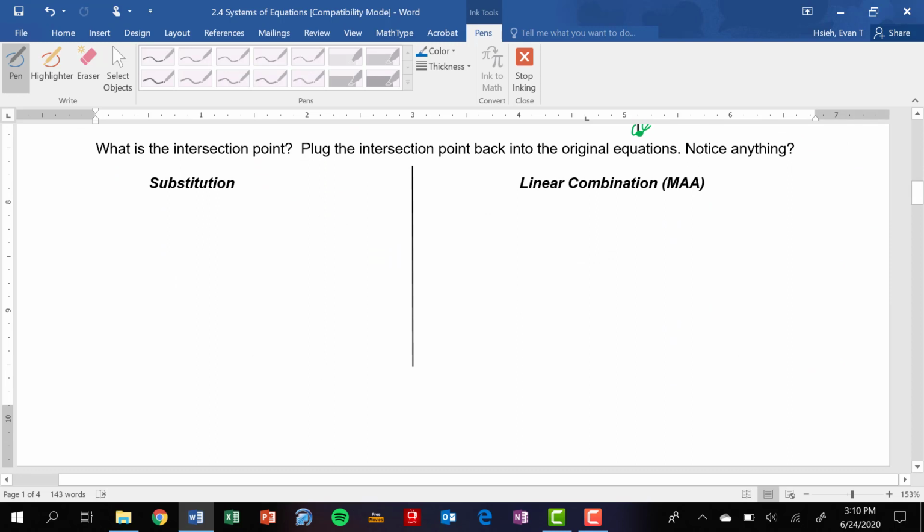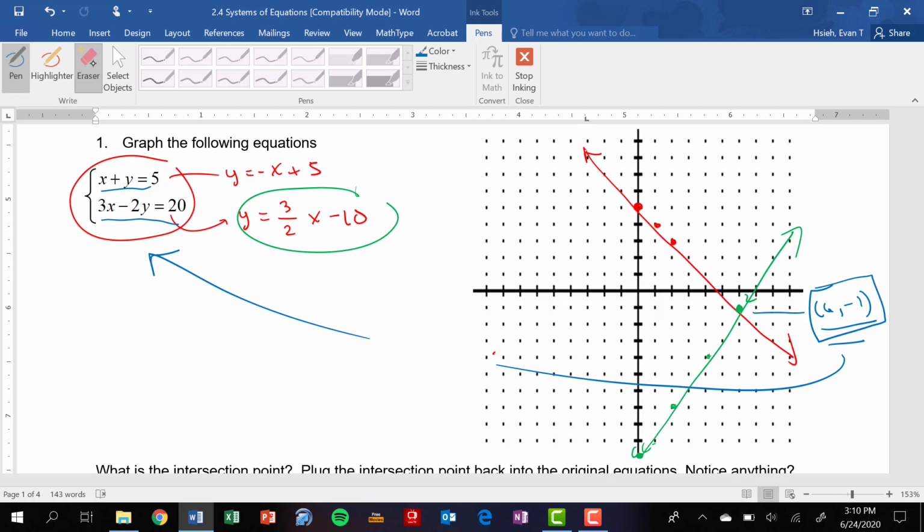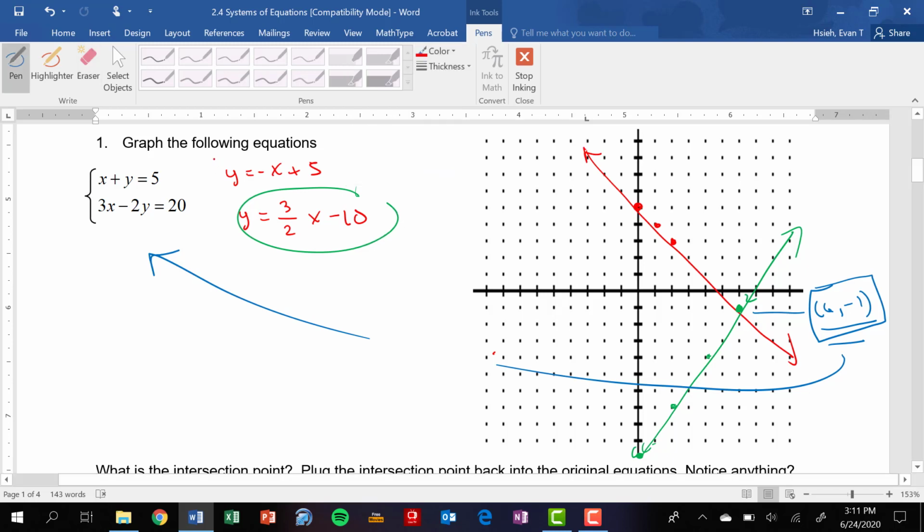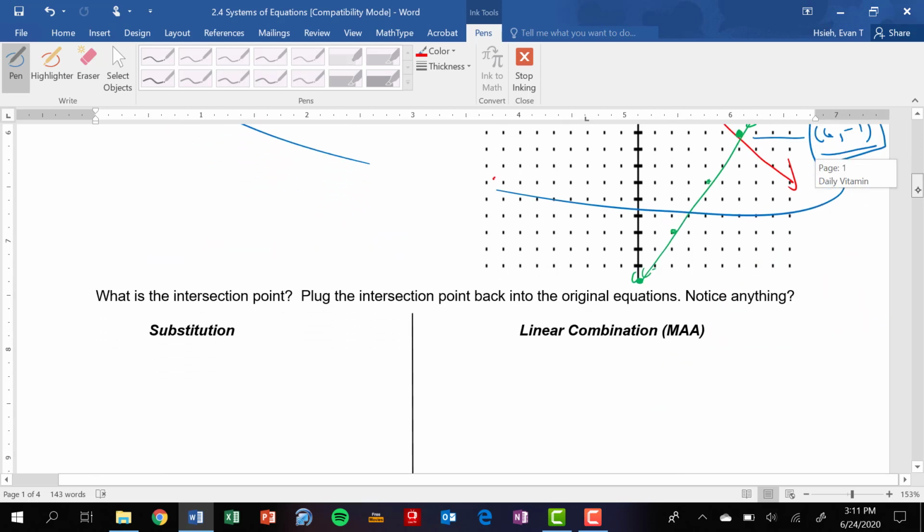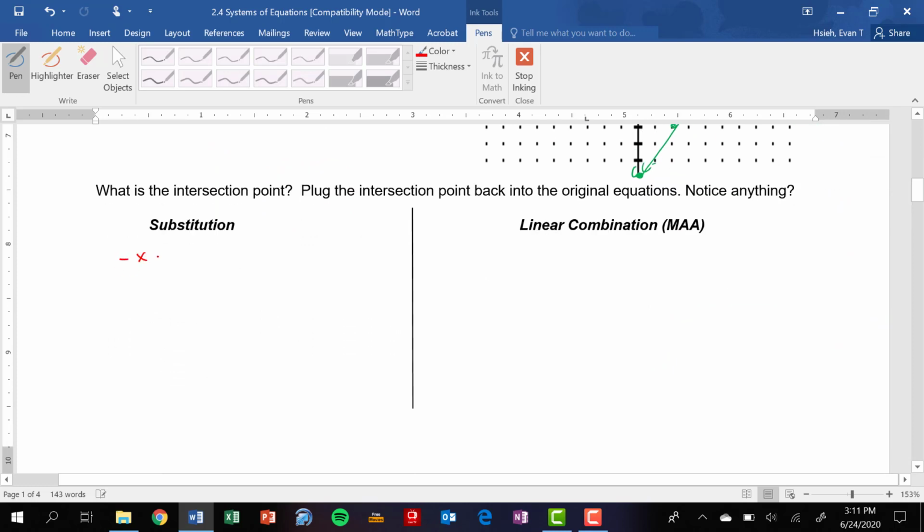Now there are two algebraic methods to solve these systems. The first one is substitution. I can use these two right here, because they're both solved for y, so I can take this and substitute it for the y in the other equation. I get negative x plus 5 equals 3/2 x minus 10. To make life easier, you may choose to multiply both sides of the equation by 2 to get rid of that fraction. So you get negative 2x plus 10 equals 3x minus 20.